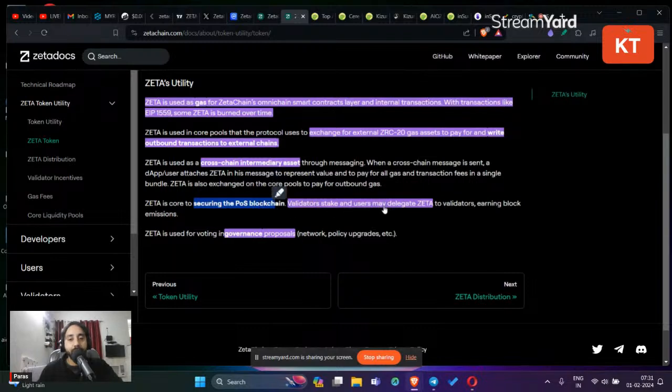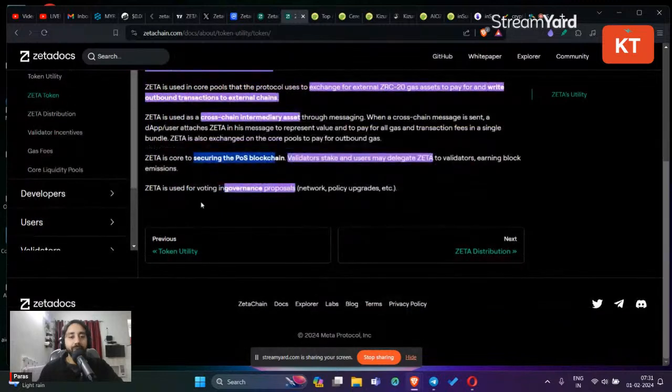Validators take, and users may delegate Zeta to validators, earning block commission. Of course, Zeta is also used for voting in governance proposals, which covers network policy upgrades and any other changes. So you have a very detailed role of Zeta right over here. Zeta is not just a lame token. It has a real use case.